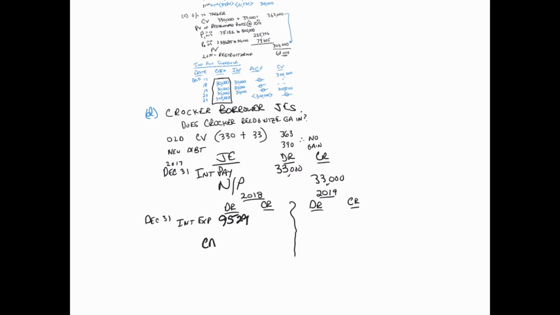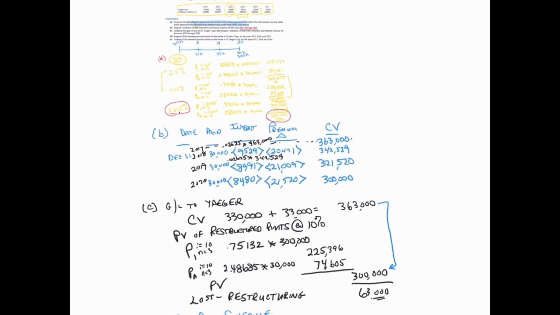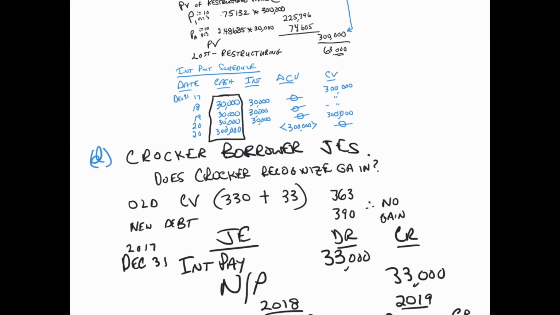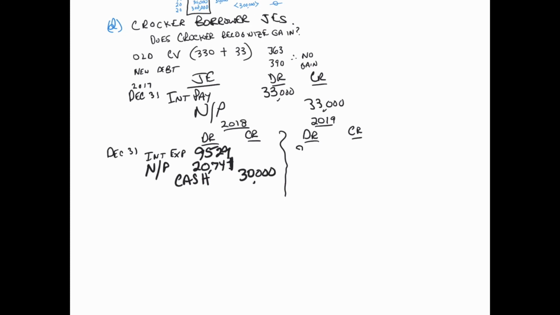We'll have cash paid, $30,000, and note payable is going to be debited for $20,471. In the next year, we're going to have $89.91 as the interest expense. $30,000 cash outlay, that doesn't change, and we get $21,009 as our journal entry for recording interest expense in 2019, which was the requirement there.